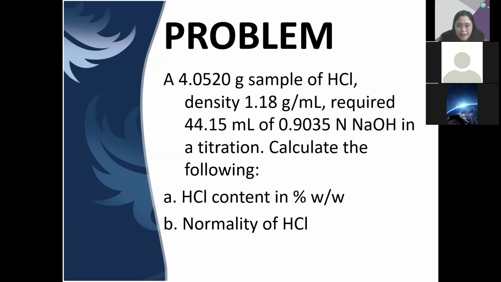A 4.0520 gram sample of hydrochloric acid, the density is 1.18 grams per ml, required 44.15 ml of 0.9035 normal sodium hydroxide in a titration. So calculate the following. First, the HCl content in percent weight per weight, and also the normality of the HCl. So dalawa yung i-compute natin. Sige, you try solving this. Let me see later.